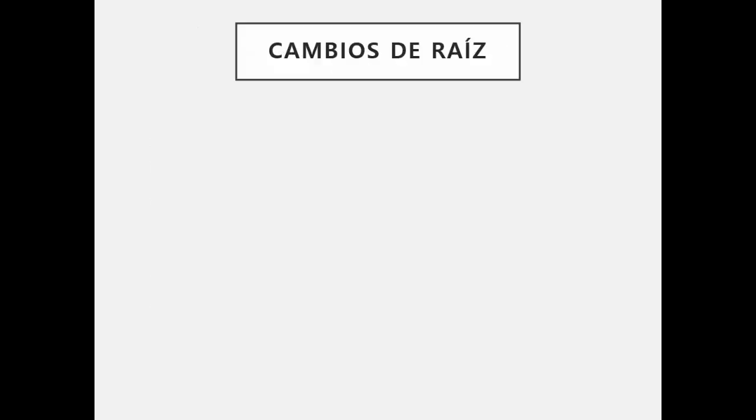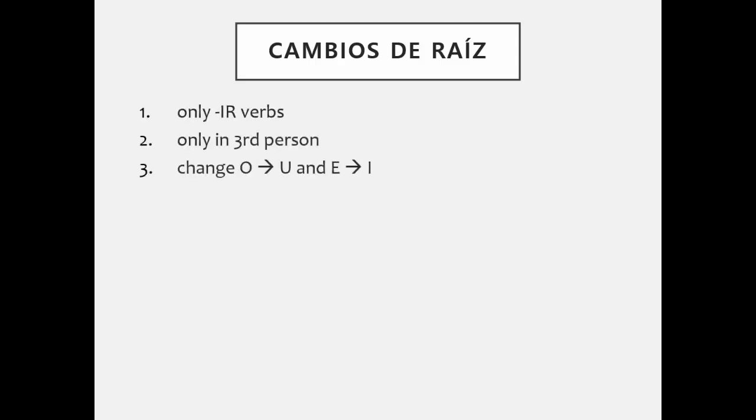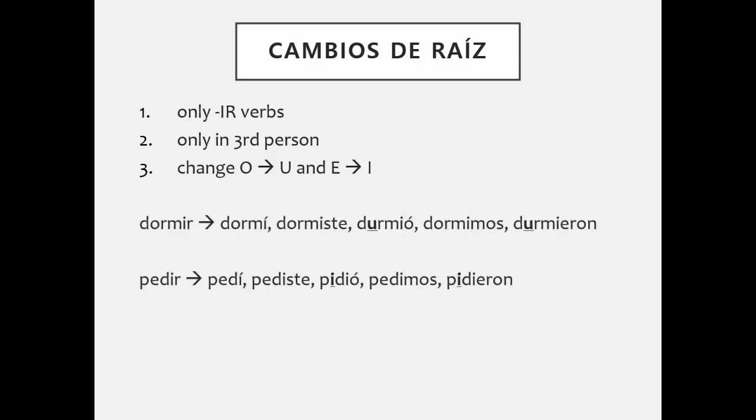Okay, stem changing verbs, they do still exist in the preterite, but in highly reduced numbers. In fact, they are only those IR verbs that stem changed in the present tense, and it's only in the third person forms that will have a stem change. There are no diphthongs here, just straight E to I, O to U. Remember, that is a very, very short list. So here are two of those verbs, dormir and pedir, so you can see the change. There are not many more than this.